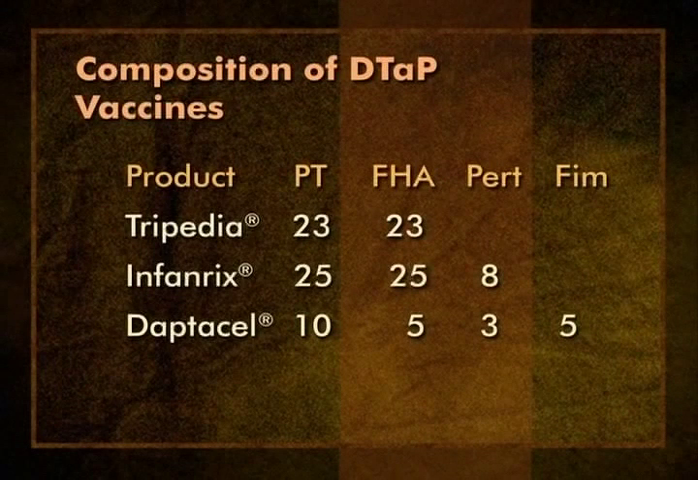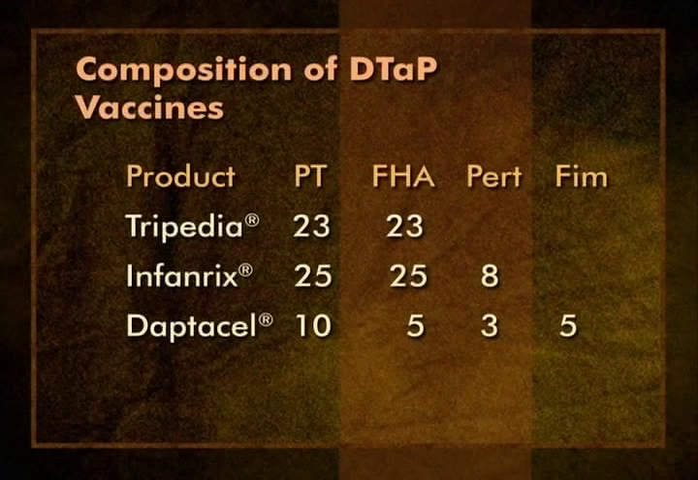It is important to realize that these vaccines are different, even though they share some similarities. They contain a different number of antigens in different concentrations. The antigens are manufactured and combined in different ways. Here's a table that illustrates this. It lists the vaccines and the quantity of each antigen they contain in micrograms.